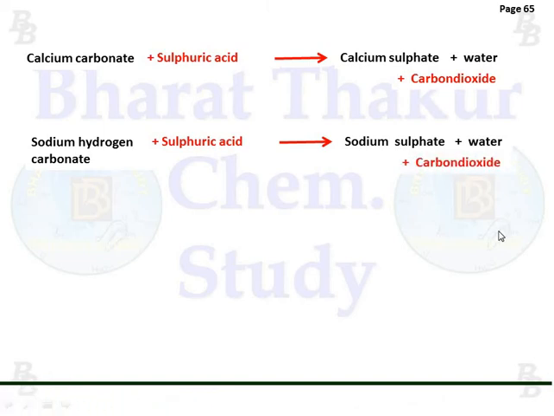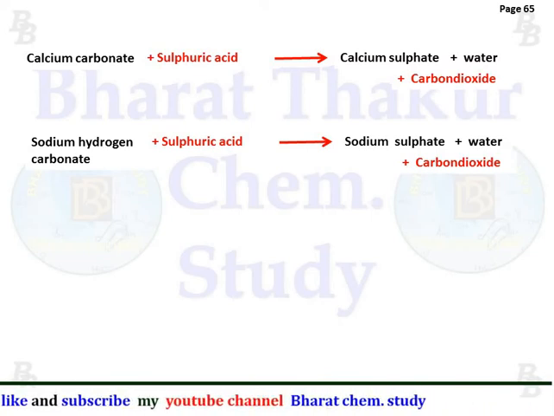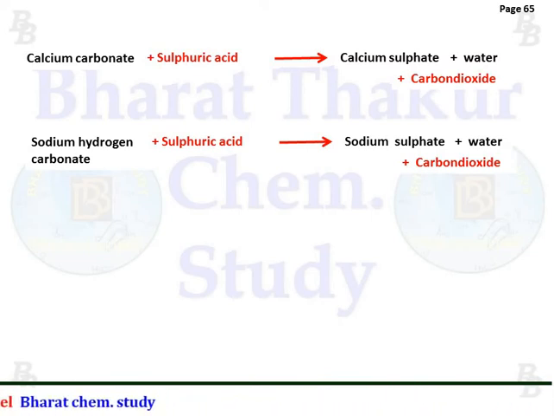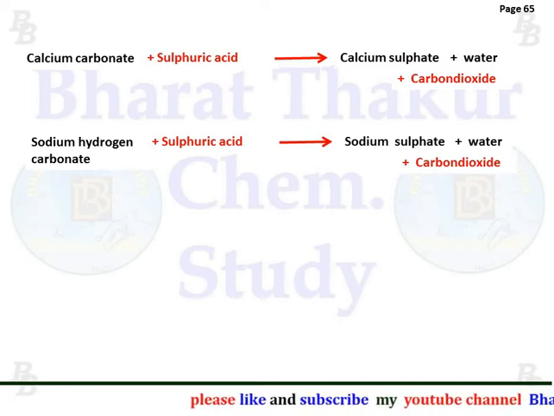So by learning this method in your 7th standard, beta, you are able to write the word equation for the chemical reaction of metal carbonate with hydrochloric acid or sulfuric acid.